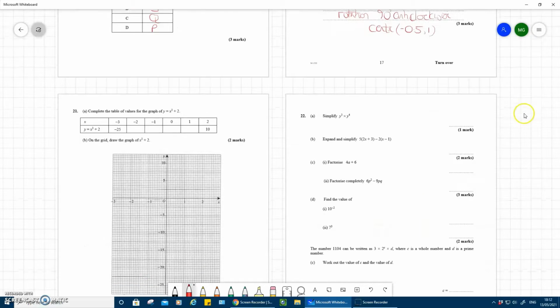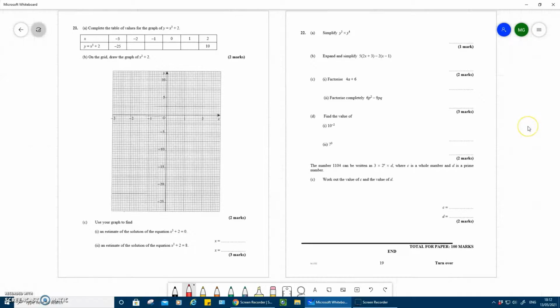Question 21, we're going to cube it and add 2. 1 times 1 times 1 is 1, add 2 is 3. 0 cubed is 0, plus 2 is 2. Minus 1 times minus 1 times minus 1 is minus 1, add 2 is plus 1. And minus 2 cubed, minus 2 times 4 is minus 8, plus 2 is minus 6. We then got to plot the points.